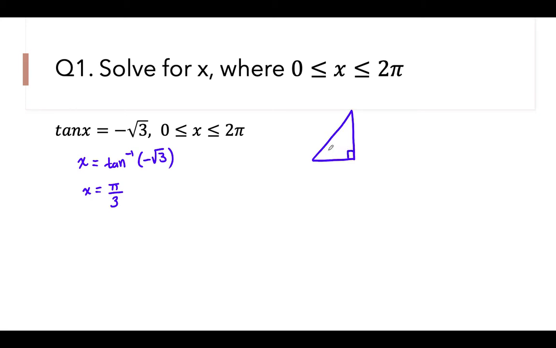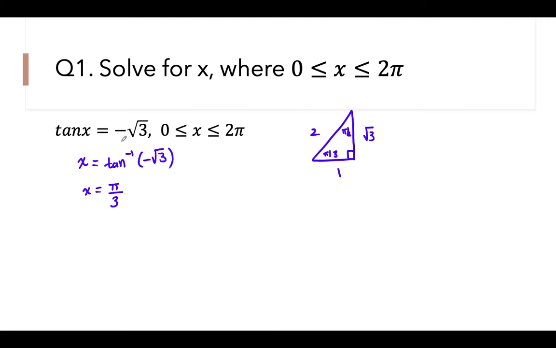So I'm going to draw a triangle here. Let's say this is pi over 3, pi over 6. So it's going to be 1, square root 3, 2. So therefore, we understand that you can find an exact answer using the special triangle.